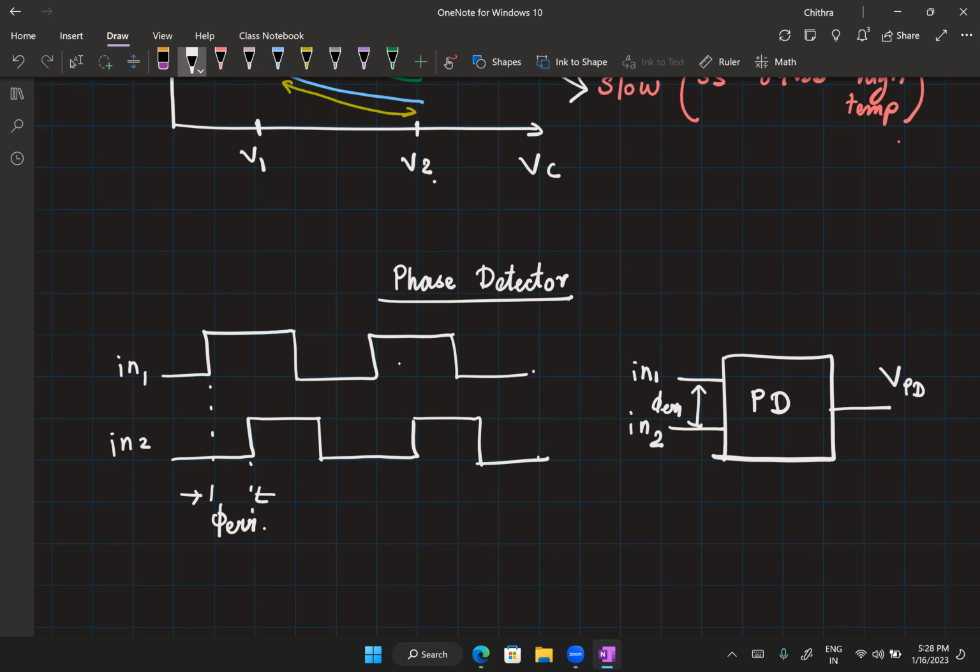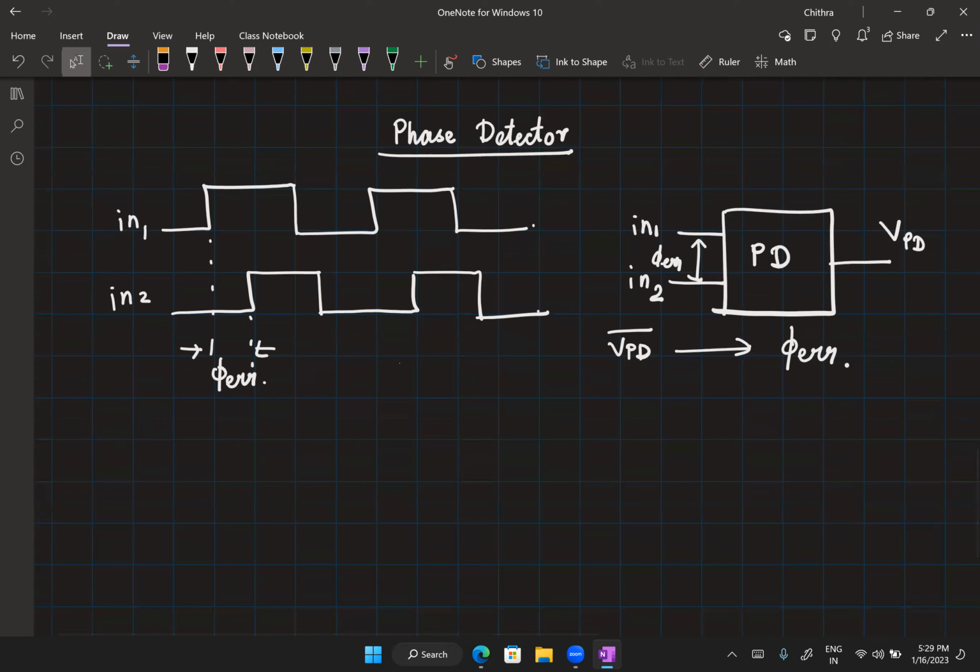Now it turns out in most of the implementations, instead of this VPD being a function of the phase error, we look at VPD average as being related to phase error. Okay, so we'll get some VPD waveform. We'll then take the average and we'll see that its average is what is related to the phase error. Right? Now let me also define this phase error very cleanly.